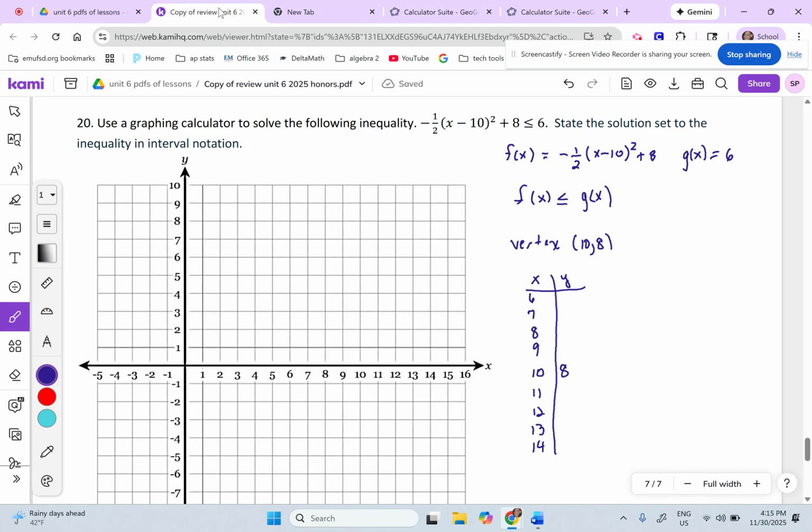So I'm going to pull off the values. This was 0, this was 3.5, this was 6, this was 7.5, 8, and then it starts repeating. So 7.5, 6, 3.5, and 0. And now we're going to graph this.